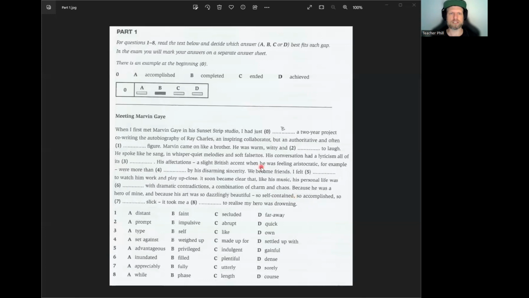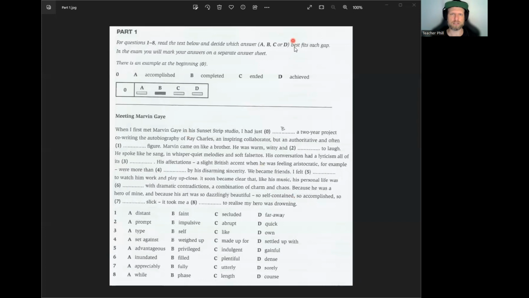I had just completed a 2-year project, co-writing the autobiography of Ray Charles, an inspiring collaborator, but an authoritative and often distant figure.